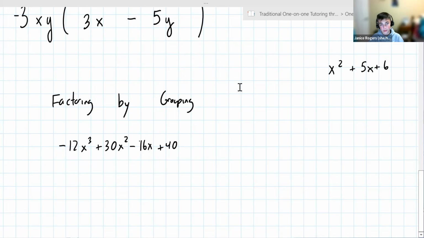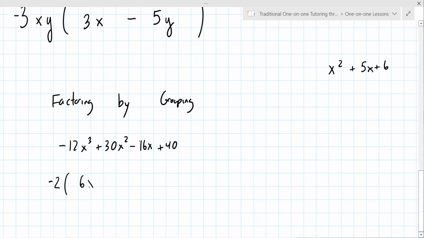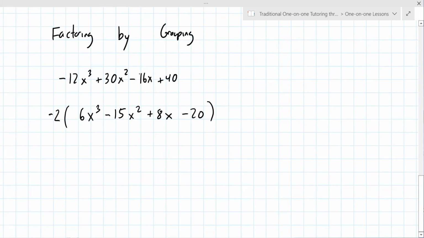No, it doesn't look like it. I'm even going to factor out a -2. So that's 6x cubed minus 15x squared plus 8x minus 20. All right, this -2 is actually kind of a distraction, but we're going to go from here. I'm going to reframe this where I just move this out, and we'll look at the rest of it. We'll bring that -2 down later.